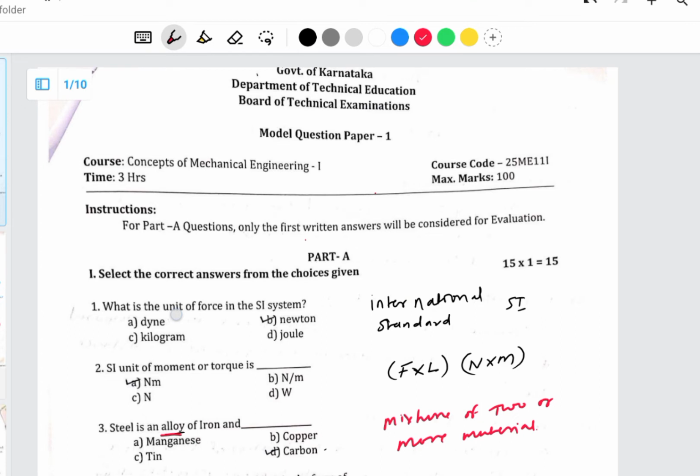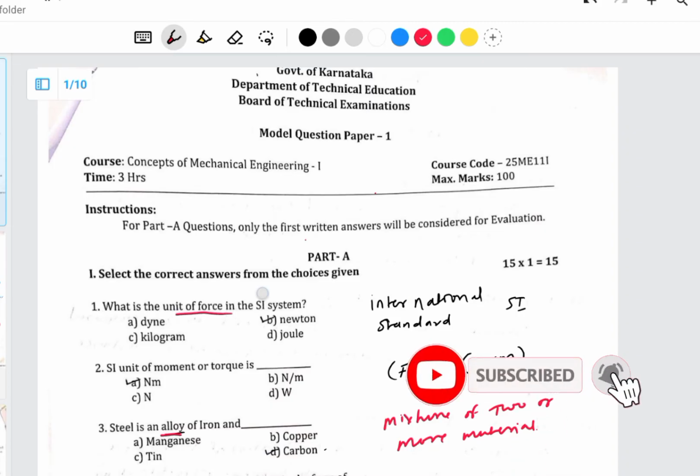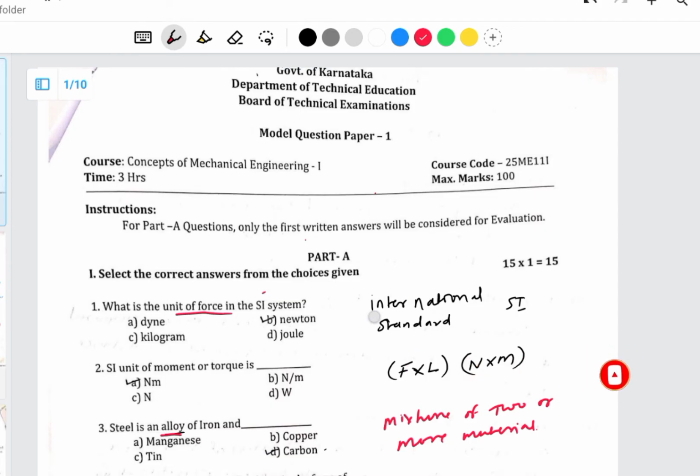So what is the unit of the force? Here they asked: unit of force. So force in the SI. SI means standard, international standard. Force is measured in the Newton. Remember, force is always measured in the Newton. Energy is the joule, and here weight is measured in the kilogram.